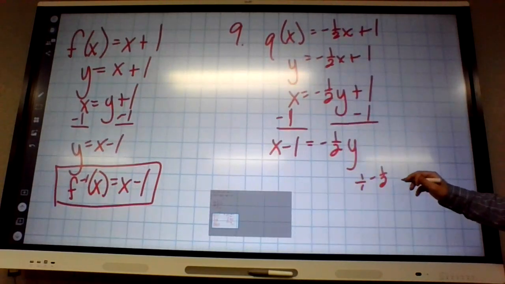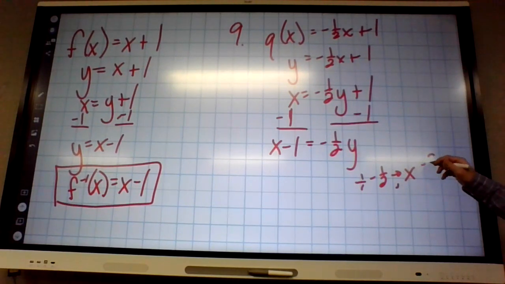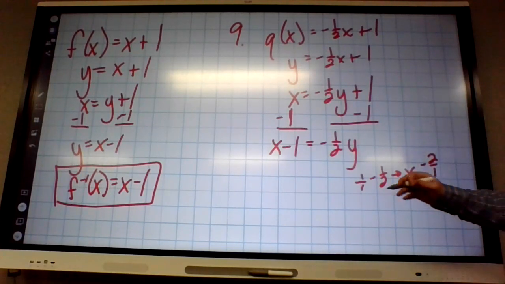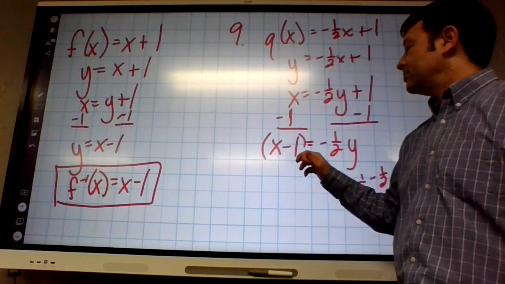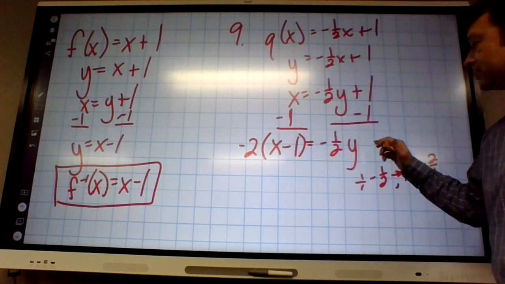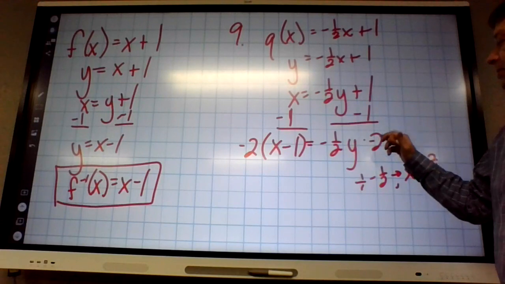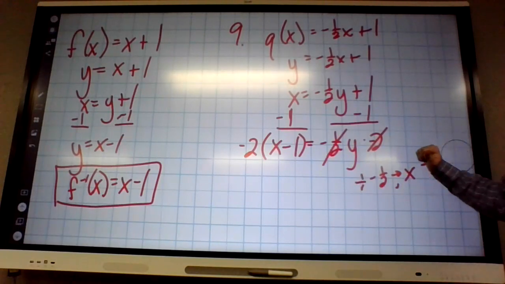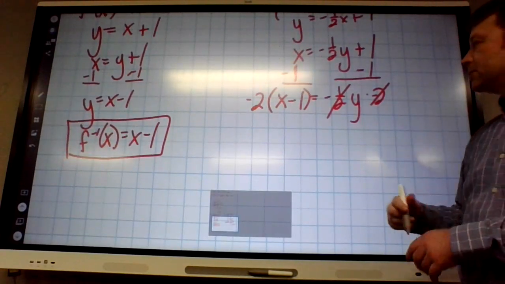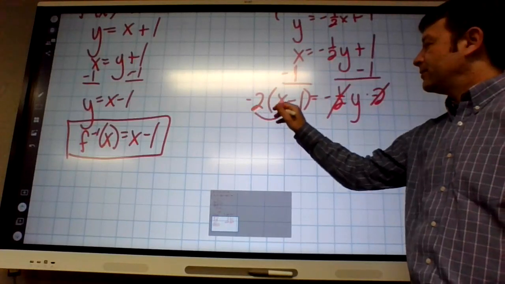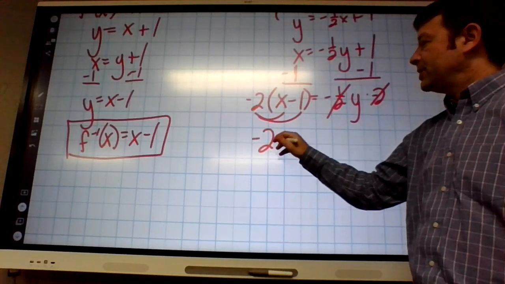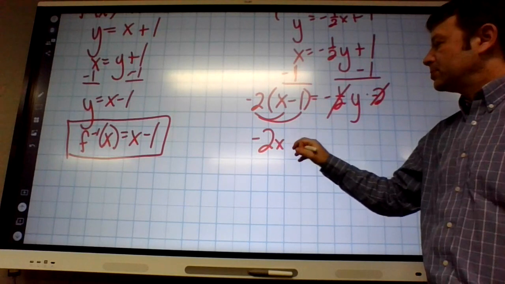It's the same thing as multiplying by negative 2 over 1. So multiply by negative 2. Everything gets multiplied, like this whole side gets multiplied by negative 2. On this side, those go away. So we have negative 2x plus 2.